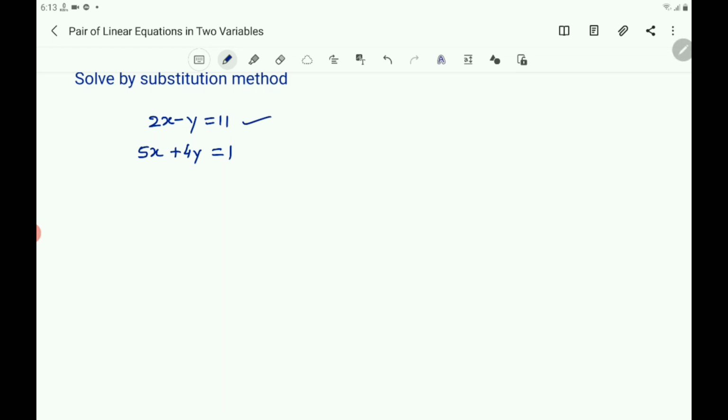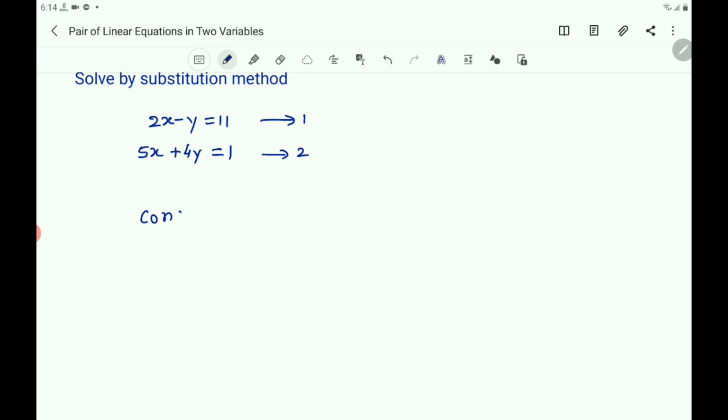Here the first equation is 2x minus y equals 11. Second equation is 5x plus 4y equals 1. So you take this as first, this as second. Now here you see each equation and select the equation which is convenient for you. Here we have to express one variable in terms of the other variable, that is x in terms of y or y in terms of x. So let us take the first equation.